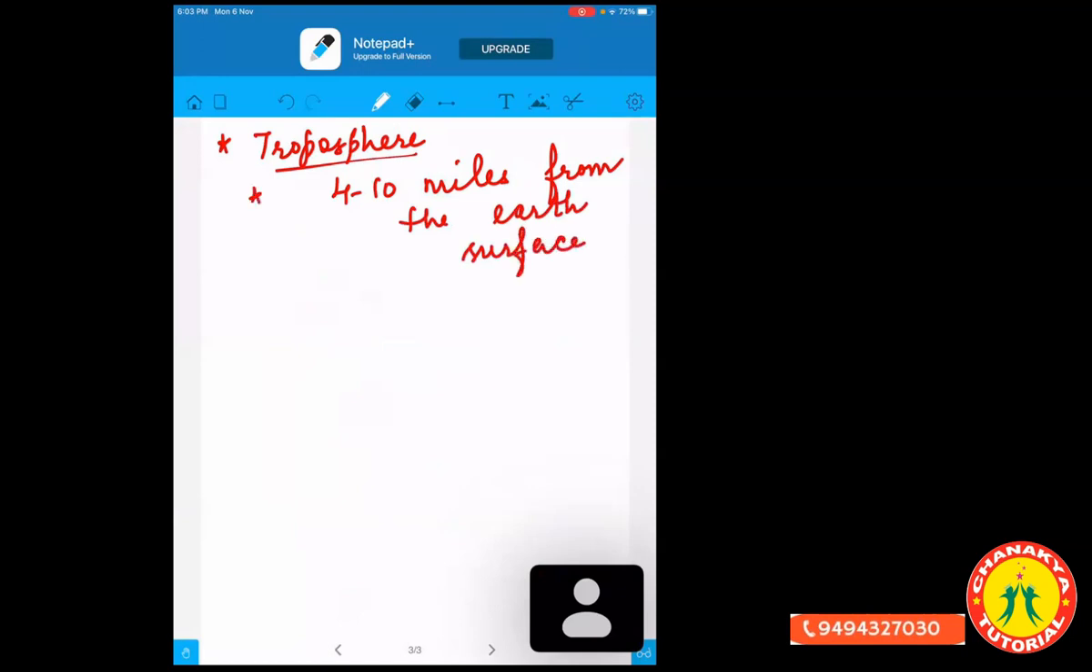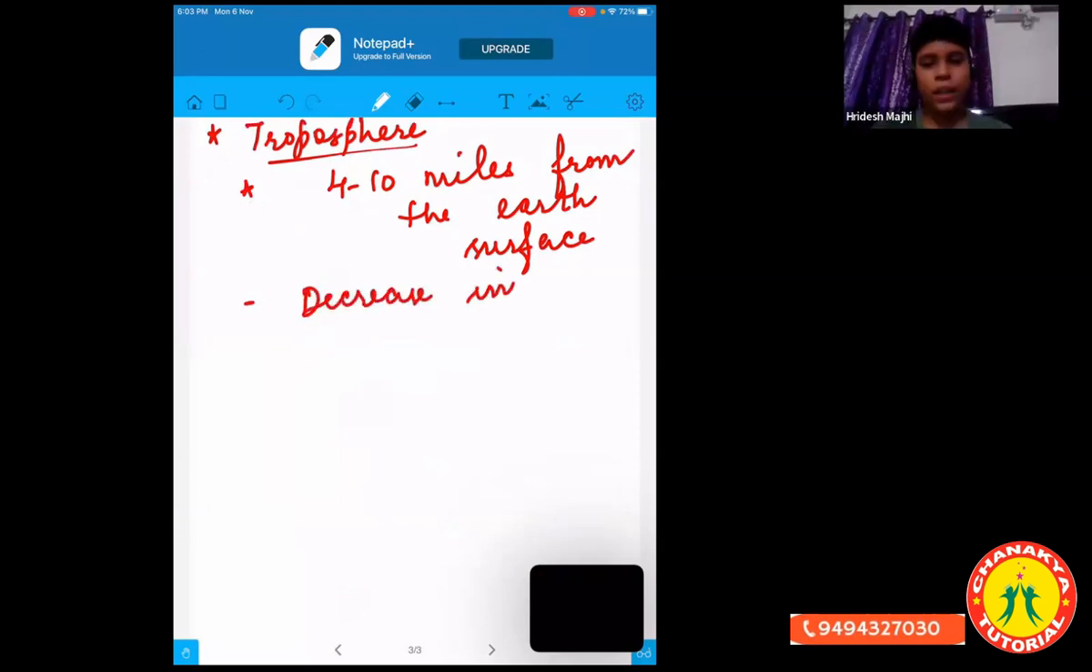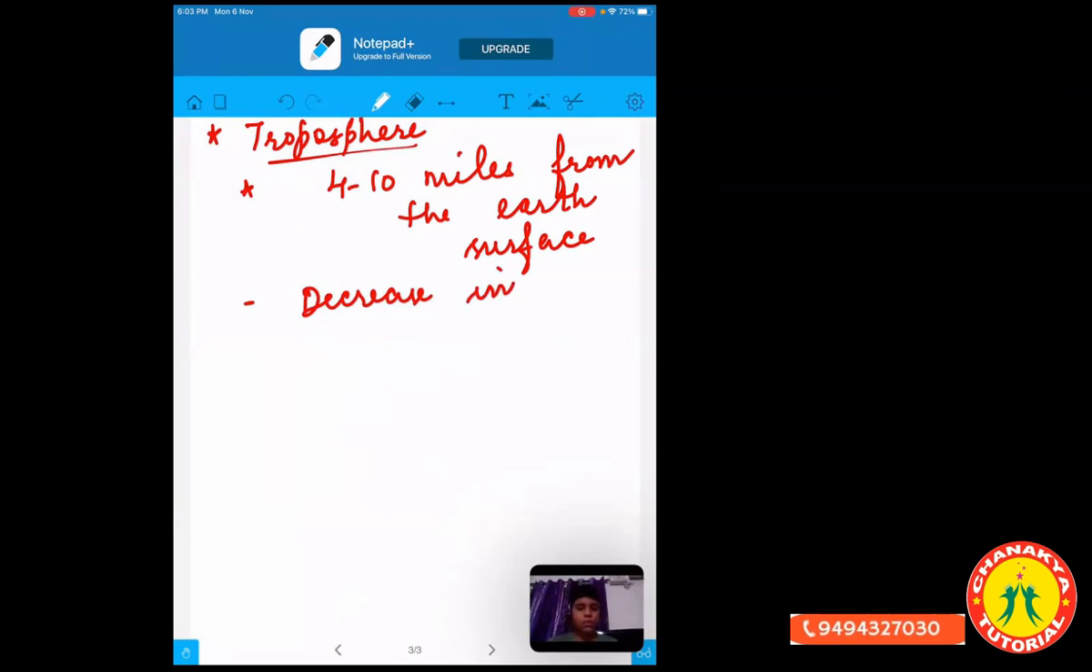So it is basically closest to us. Then as we go up, then what happens? Yeah, ma'am, actually some technical issues were there. Okay, no problem, Videsh. So decrease in temperature with the increase of altitude. So as we increase the distance, then what happened?